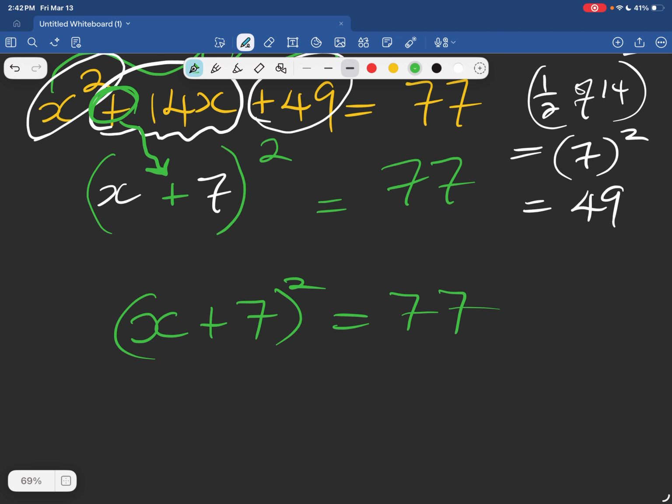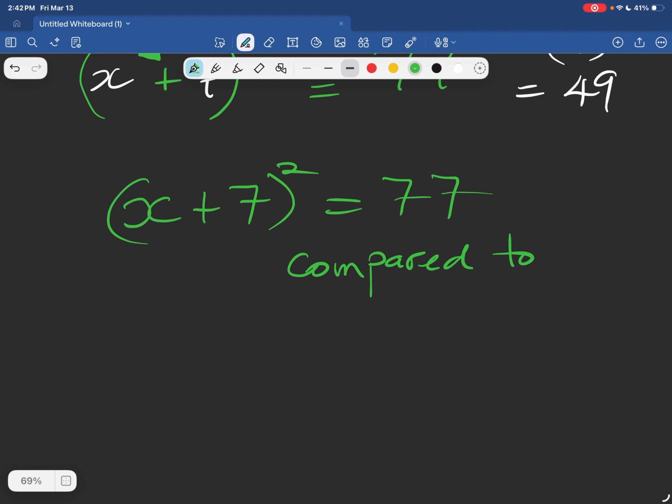It is in the form that the problem required. If you compare it to the form the problem required, which is x minus p all squared is equal to q, we know we are correct. It is in the proper form.